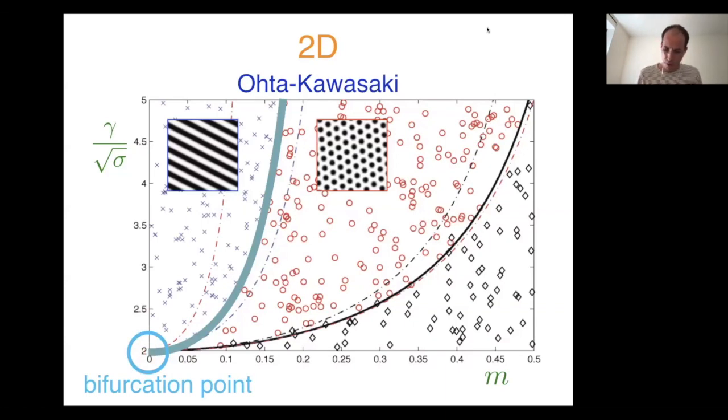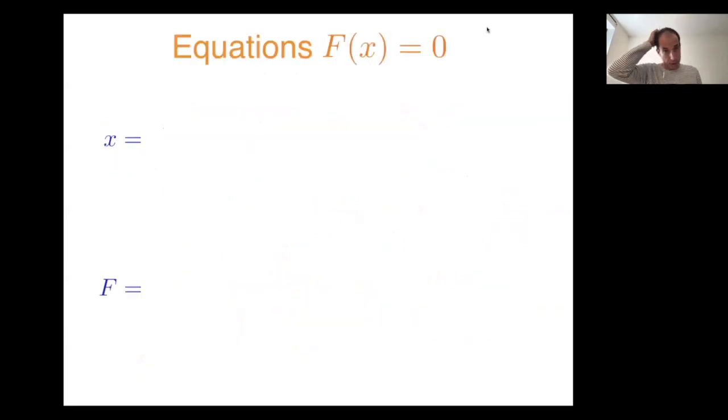Okay, so now we have to get away from the pictures and into formulas. What equations do we need to solve? And what are the variables? Okay, so here we go.